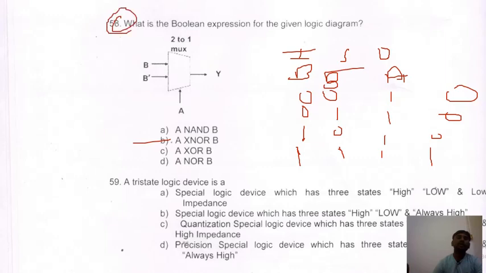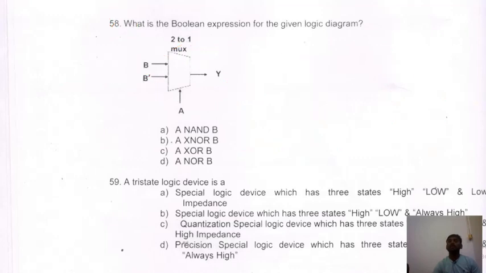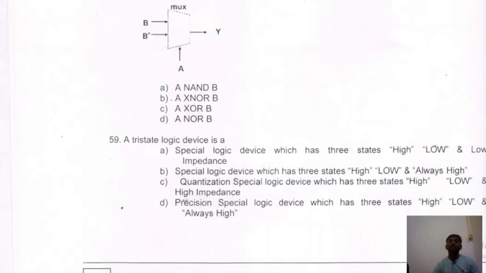Just check question 58; I will get back to it after this, and you also comment what option it is coming to. This is the concept of the 2:1 MUX I told you about, and this is working as an XNOR gate. Whenever the inputs are equal, 1 1, it gives 1, and otherwise it gives 0. So which gate is this truth table? You tell me in the comment box. Okay, so next question is 59.